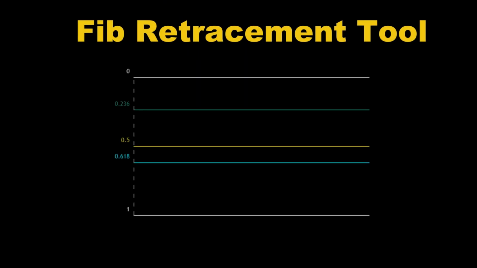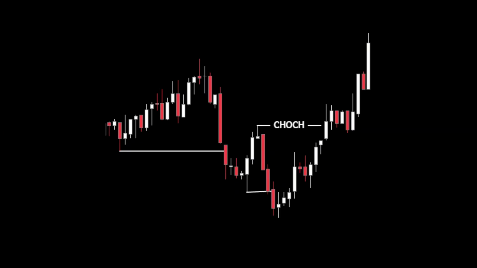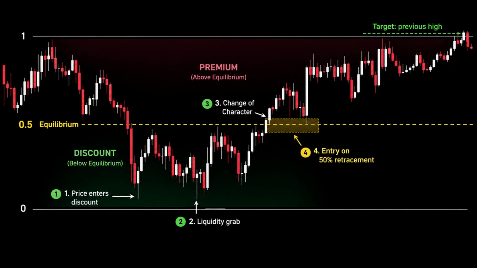We are going to use the Fibonacci retracement tool, the 50% equilibrium level, discount and premium zones, liquidity grabs, change of character, and a simple entry model to find cleaner trading opportunities.